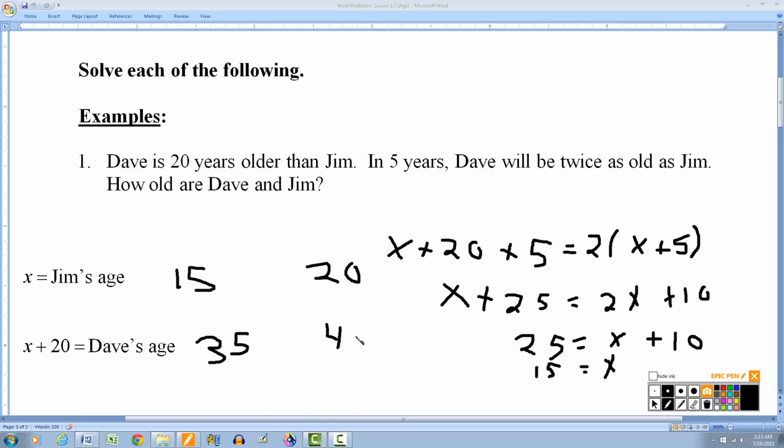So again, when you work out these problems, you get an answer. Make sure your answer makes sense. Check it out in the context of the problem, just to make sure you're correct. Okay, so the answer is 15 and 35 in this one. Let's clear this.